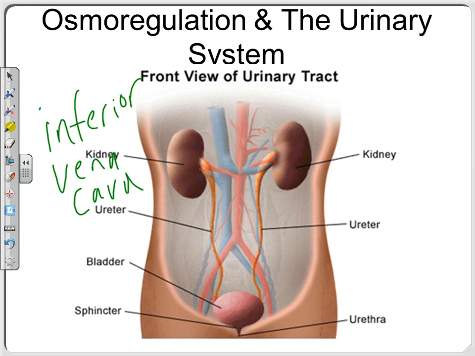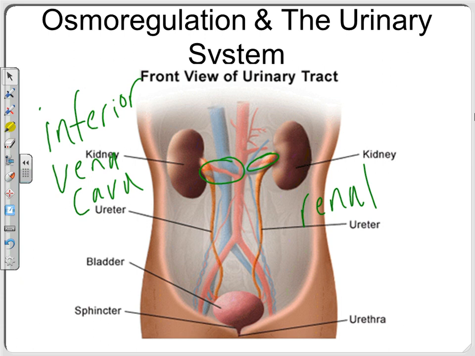Now, the reason I point out blood vessels is notice that you've got one branch of the aorta going to this kidney, and another branch of the aorta going to the other kidney. What are those two arteries called? They're called renal arteries. Renal. Whenever you see that word, renal, you need to be thinking about kidneys.